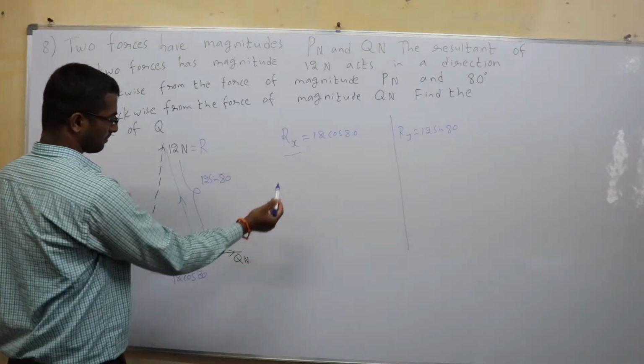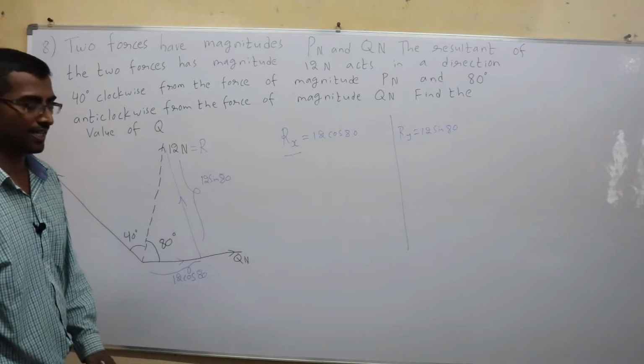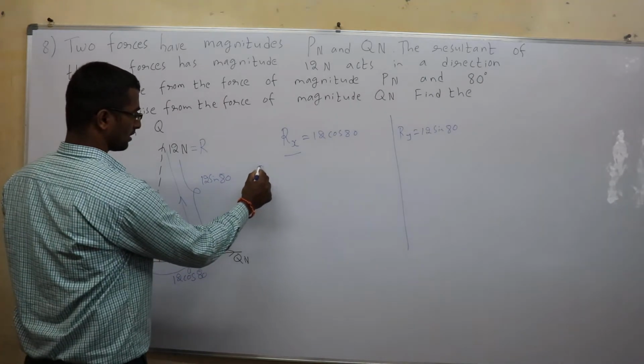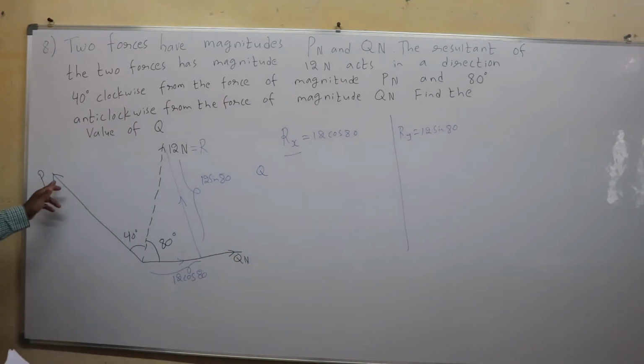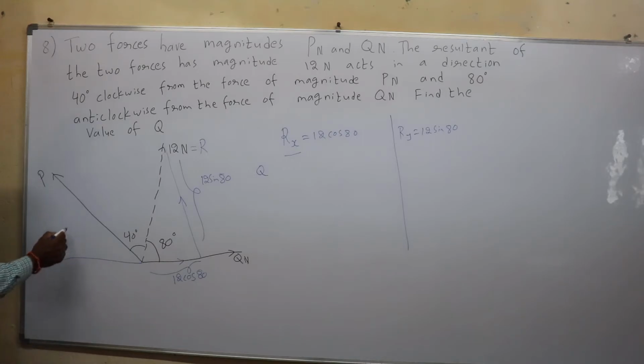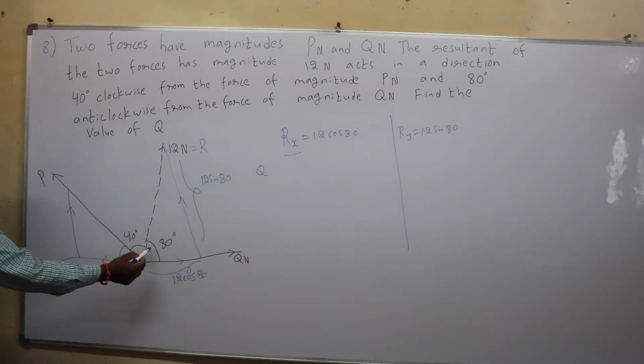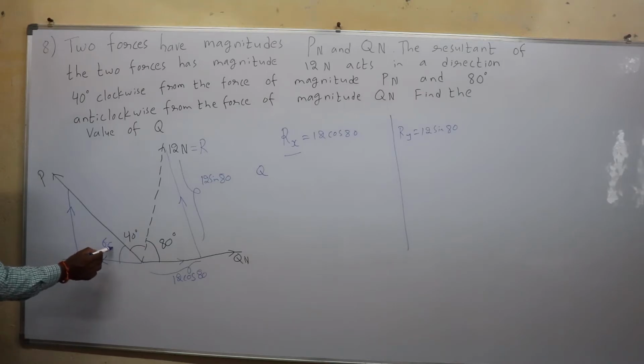Now let's find out Rx. What all is acting in the positive x direction? Q is acting, correct. So it is Q. Now this P is acting at an angle, so this has to be resolved. To resolve it, I need to form a triangle. So I formed a right angle triangle. Instead of walking like this, you will walk in this direction, then move up. How much will this angle be? Total is 180, 80 plus 40 is 120, so this has to be 60. Only then the total becomes 180.